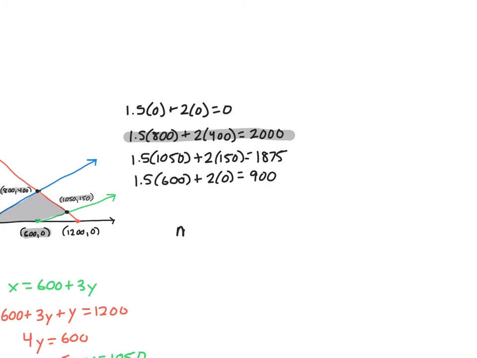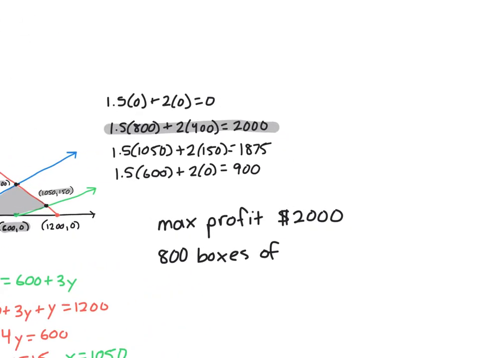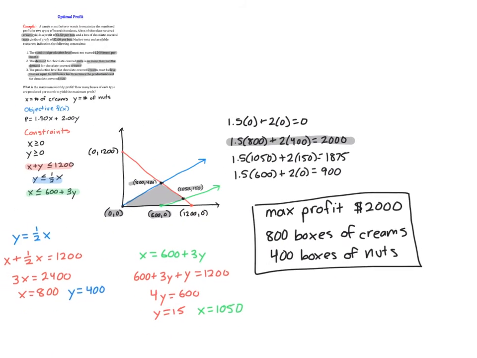So the maximum profit is $2,000, and we can achieve that by selling 800 boxes of, remember our X value represented the number of boxes of chocolate covered creams, and 400 boxes of chocolate covered nuts. And that's why it's so important for us to define our variables, because when we go to finally answer our question, we need to know what X and Y represent.